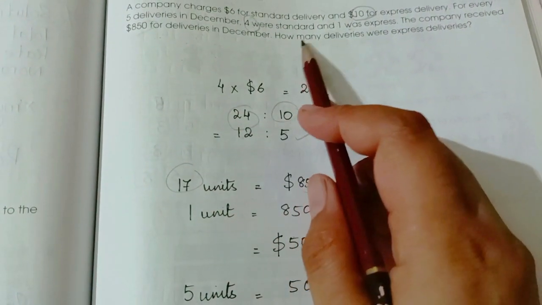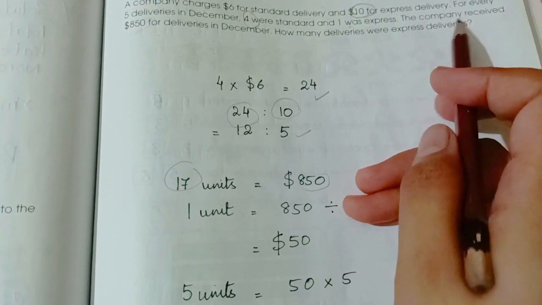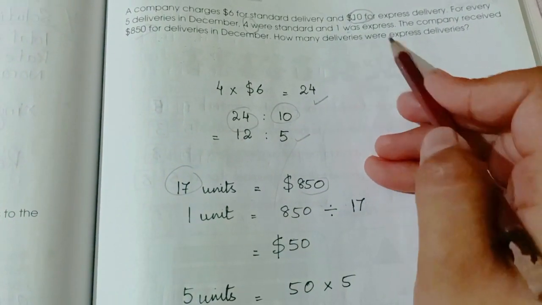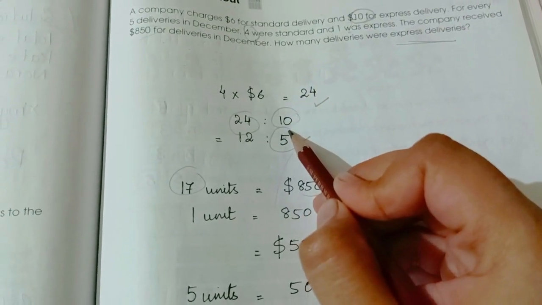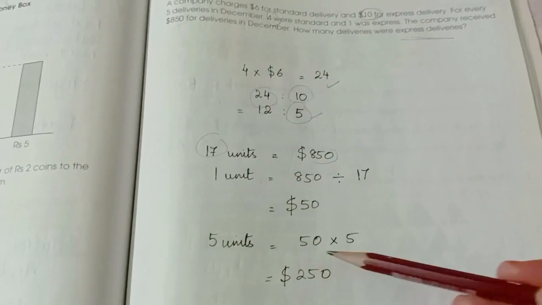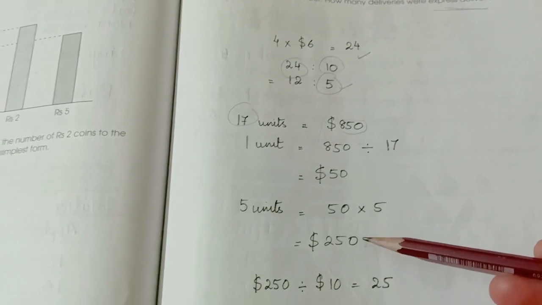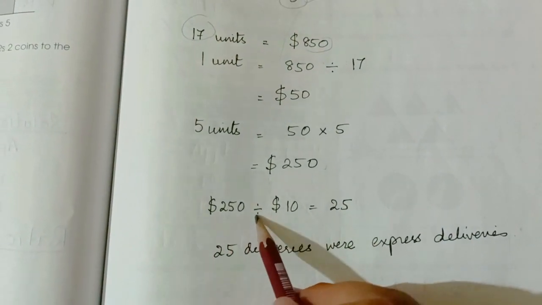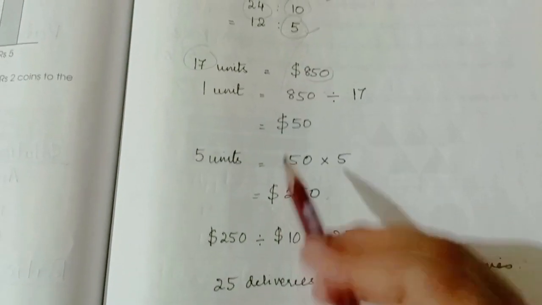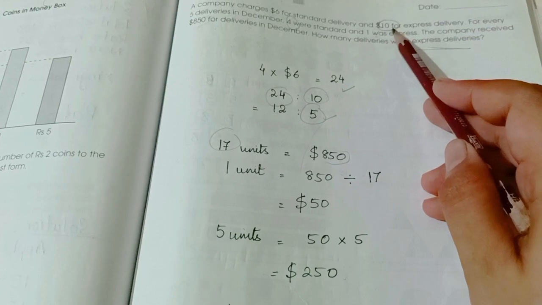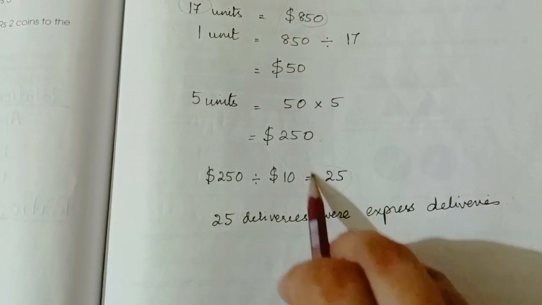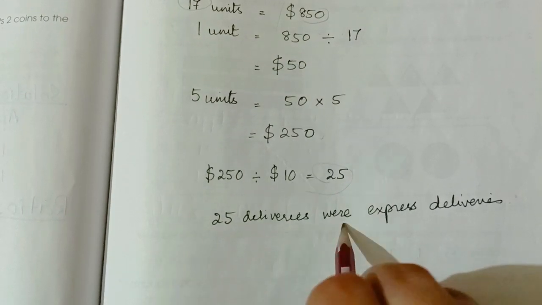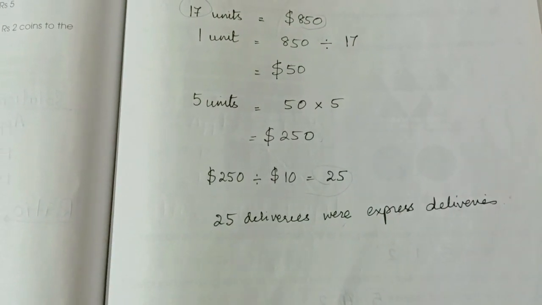Now we have to find the amount of express delivery. So we have the express delivery 5. So 5 multiplied by 50 is 250. Then we have 250 divided by 10, because we have $10 for the express delivery. So 250 divided by 10 is 25. 25 deliveries were express deliveries.